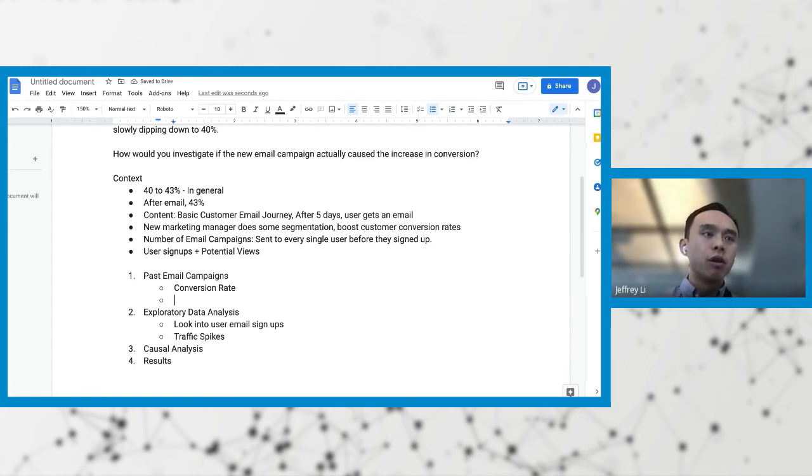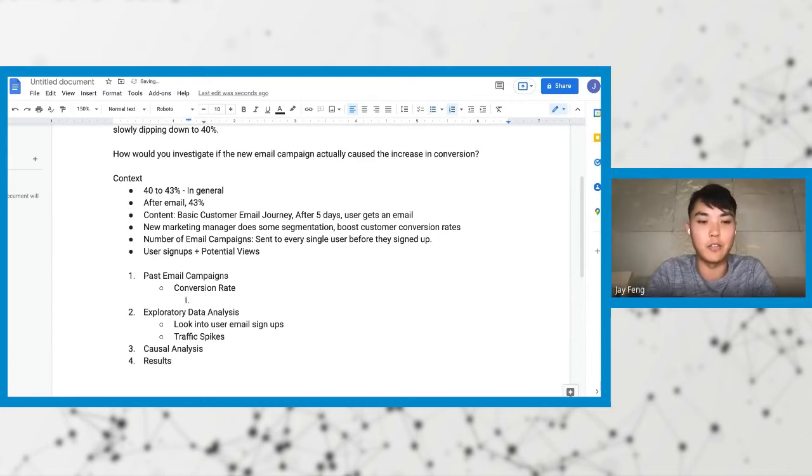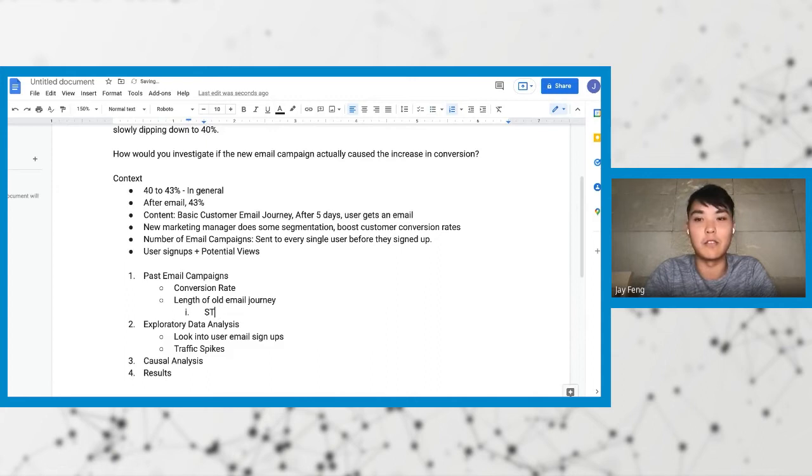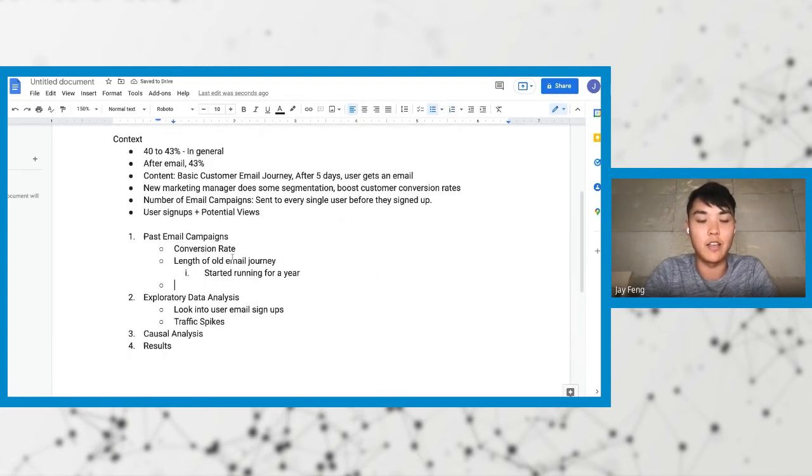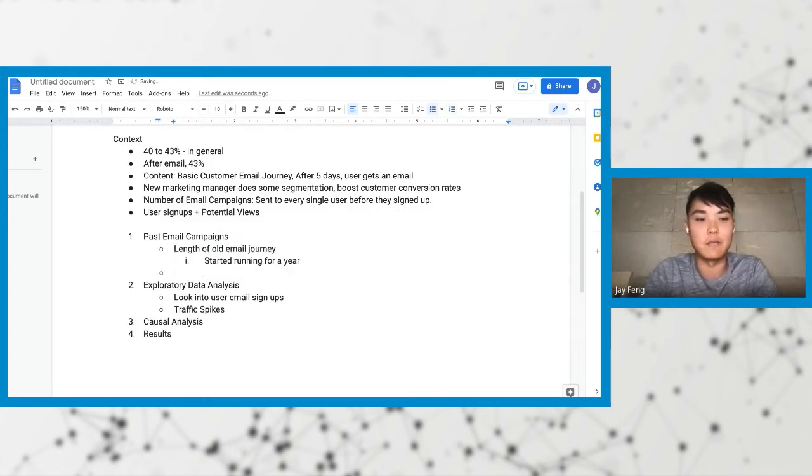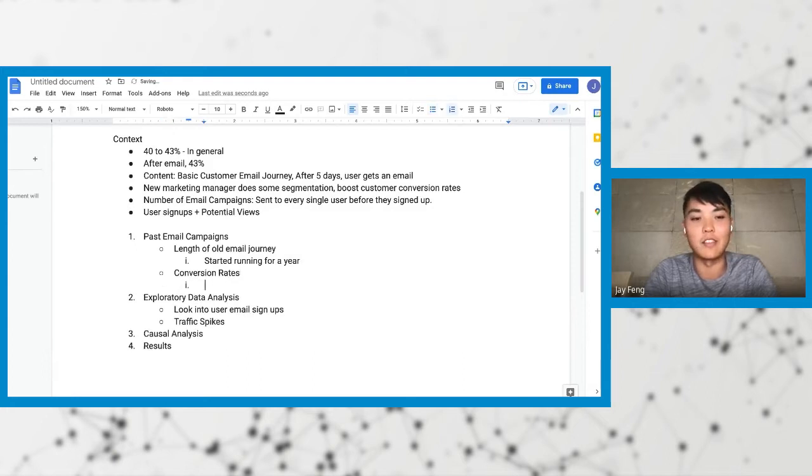How long was it run for? When you switched to this email journey, what was the impact there? Yeah, let's say that it was always running. It started running probably for a year before the new marketing manager came in, right? And in terms of conversion rates, it was implemented and has standard open rates, click-through rates, and other metrics that we can think about.